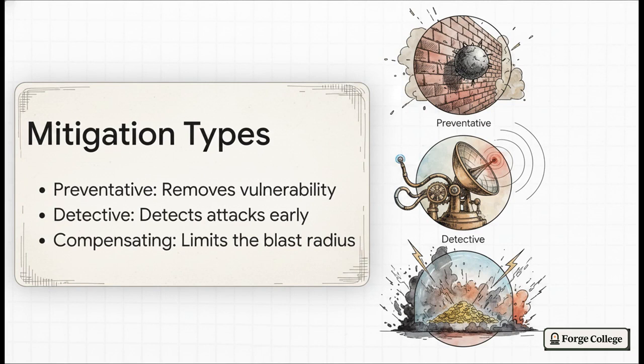Will it be preventative, meaning you completely rip out the vulnerability? Will it be detective, meaning you build a tripwire to spot the attack early? Or will it be compensating, where you accept the attack might happen, but you limit the blast radius, like putting in a daily withdrawal limit? You have to explicitly decide: are we stopping it outright, sounding an alarm, or just minimizing the damage?